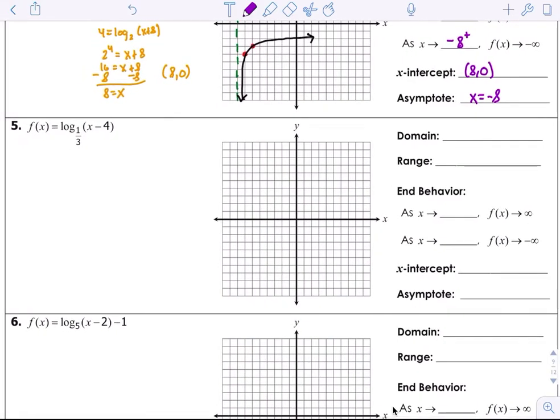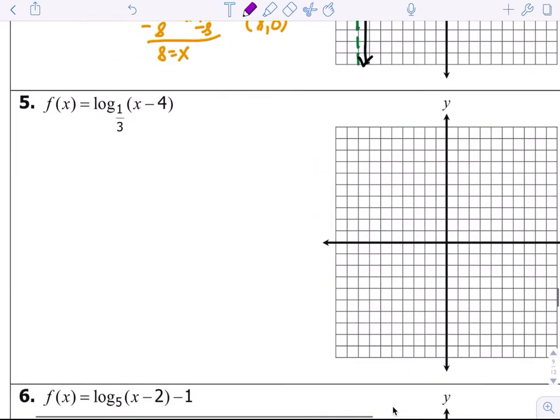Now we've got this one. So let's get your critical values 1, 0 and b, 1. Remember, your b value is this one right there, so you're going to have 1, 0 and 1/3, 1.